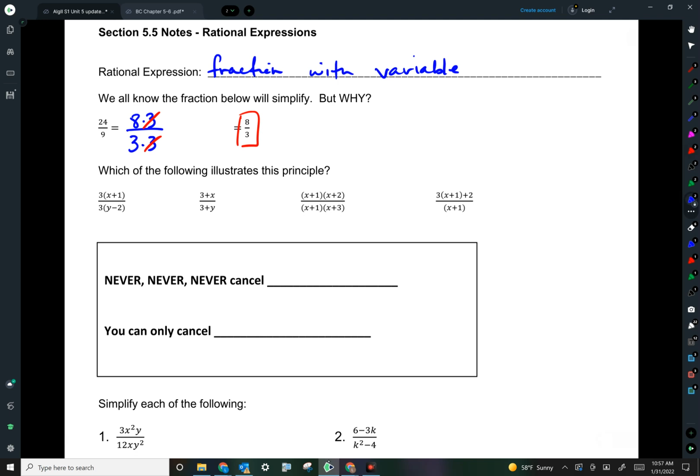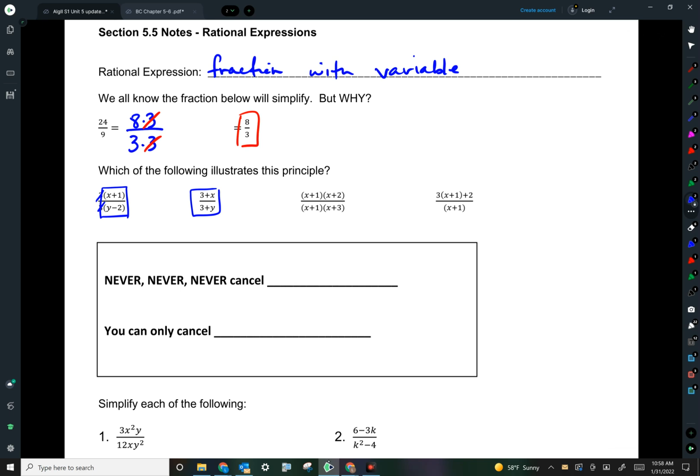So look down at my examples. Which of the following illustrates this principle? Well, in the first one, do you see that the 3 is being multiplied by the x plus 1? The 3 is being multiplied by the y minus 2, so that's why it's okay to cancel those 3's. However, in the second example, that 3 is being added to the x, and the 3 is being added to the y, so they're not factors, because factors are being multiplied. So it's not okay to cancel those 3's. That's bad. In other words, you can't do anything to this except leave it. Whereas on this one, when you cancel the 3's, all you have left is the x plus 1 over y minus 2.